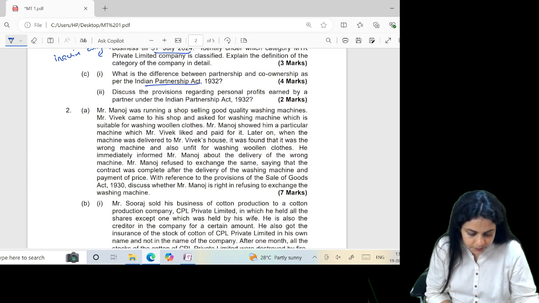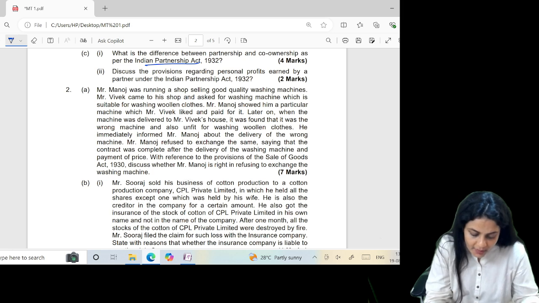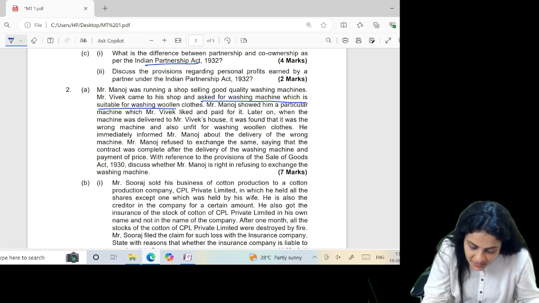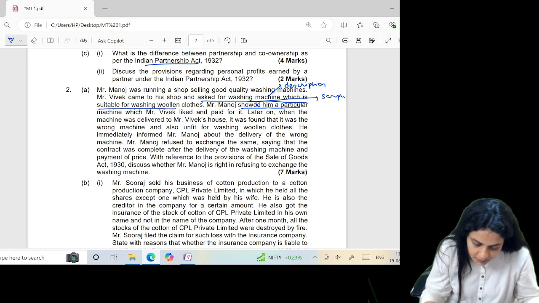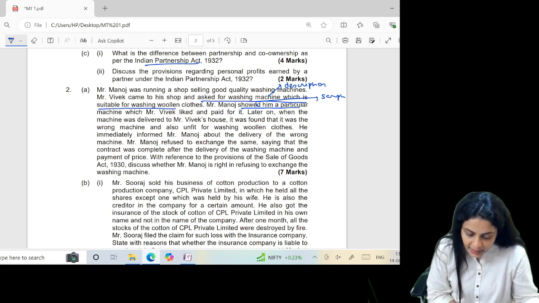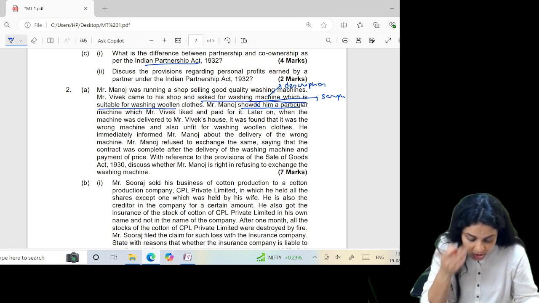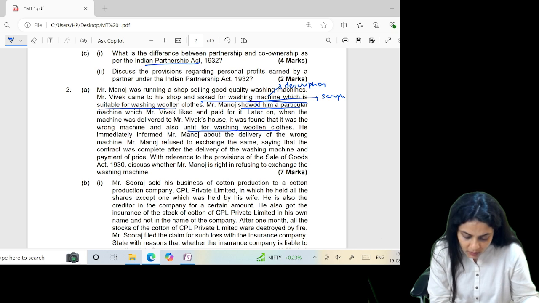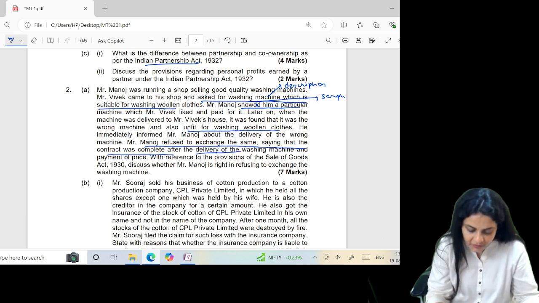Mr. Manoj was running a shop selling good quality washing machines. Mr. Vivek came to the shop and asked for a washing machine which is suitable for washing woolen clothes. Mr. Manoj showed him one, a description as per the need of the buyer, and a sample. That means a particular machine which Mr. Vivek liked and paid for. Later, when the machine was delivered to Mr. Vivek's house, it was found that it was the wrong machine and also unfit for washing woolen clothes. He immediately informed Mr. Manoj about the delivery of the wrong machine. Mr. Manoj refused to exchange it, saying that the contract was complete after the delivery of the washing machine.